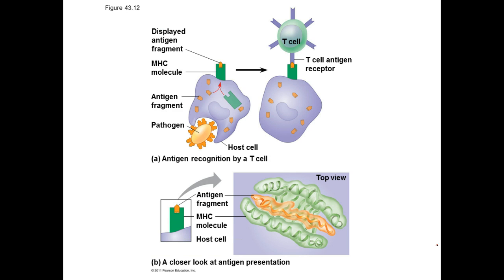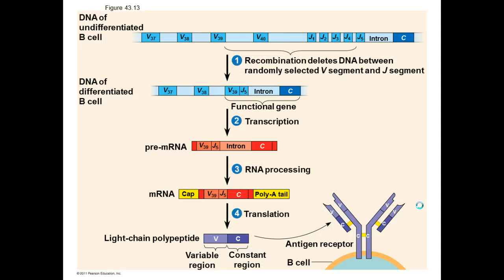First of all, if you remember, the macrophage engulfs that pathogen, and once it engulfs it, the lysosome will break it up and take that part of the antigen and present it on the MHC molecule. Then the helper T cell will recognize it by its receptor, and once it recognizes it, it gets activated and then activates. It will either activate the B cell or it will activate the cytotoxic T cell.